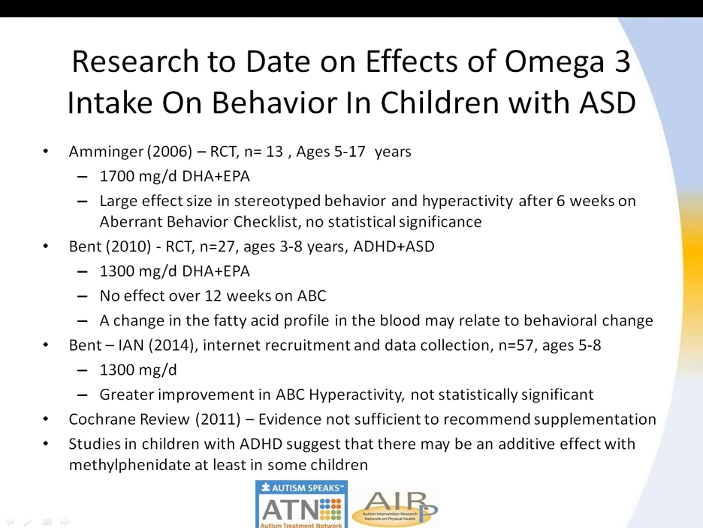And they questioned whether, when you measure actual blood levels, the fatty acid profile in the blood may predict which children might have behavioral change. What was very interesting is the same group very recently published a study based on IAN recruitment, the Interactive Autism Network. And what's interesting about this is actually their methodology, because what they did is they recruited families of children with autism through the IAN network.